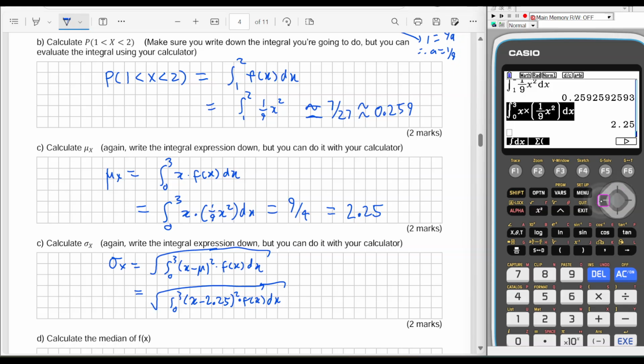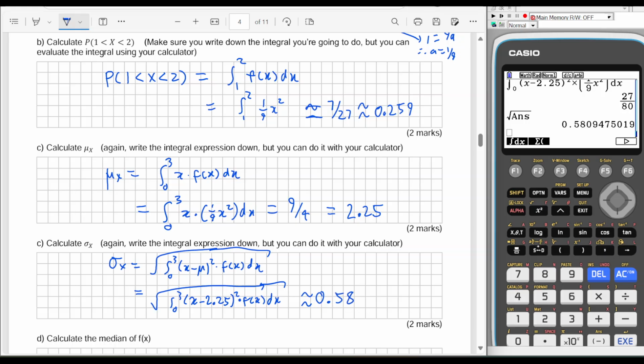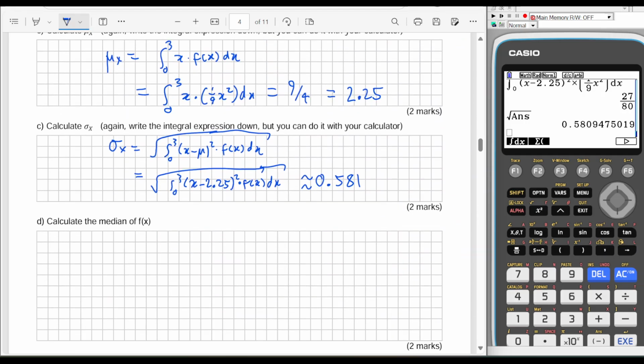So I'm actually just going to go up and edit this integral, save me typing it out again. So instead of the x, it's going to be x take 2.25 squared. So I get that as a number, and just don't forget to take the square root. So it's approximately equal to 2.581. Beautiful. Okay, calculate the median.